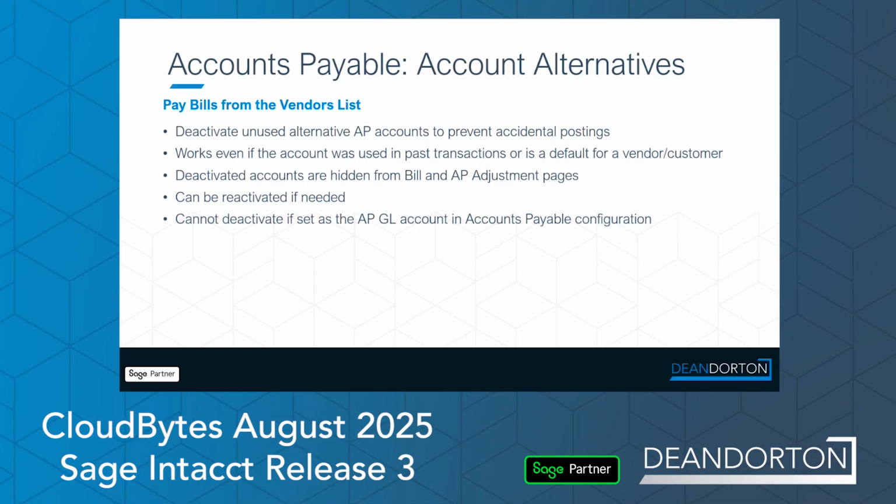So this is just talking about cleaning up any alternative AP posting accounts that you might have had in the system before, and just making sure that your system is clean. And if you're going to do pay bills from that pay button on the vendor screen, cleaning that up helps to ensure that you aren't having any kind of incorrect postings in your environment. And really, it's a good idea to clean that up anyway. All right.